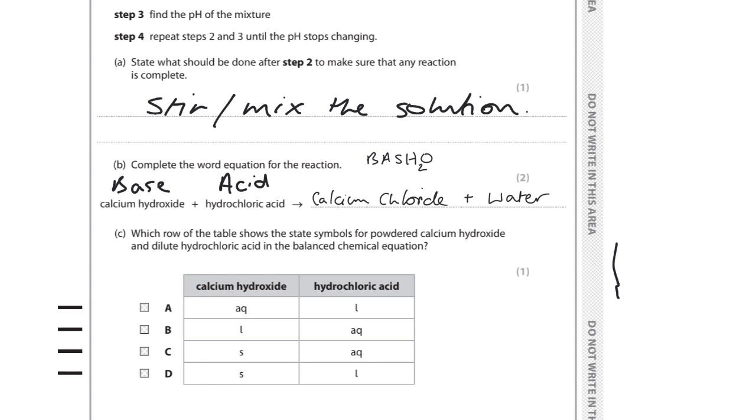Part C says, which row of the table shows the state symbols for powdered calcium hydroxide and dilute hydrochloric acid? Well, it says it's powdered calcium hydroxide, so calcium hydroxide has got to be a solid. And acids are aqueous, they're not liquids. So you had a choice between C and D, and C was the correct answer. And D was the incorrect answer because acids are aqueous.